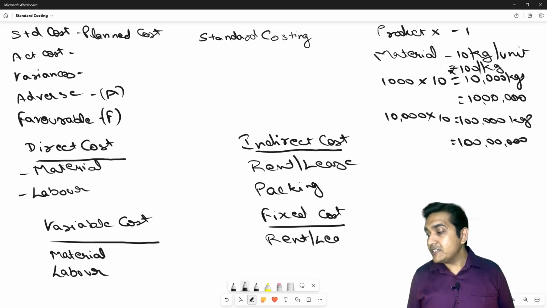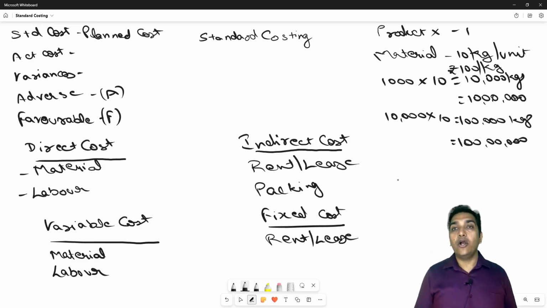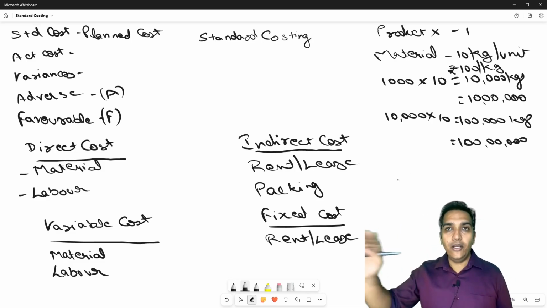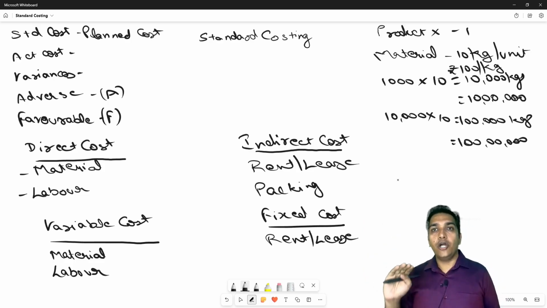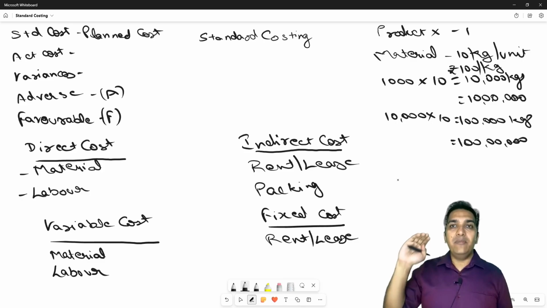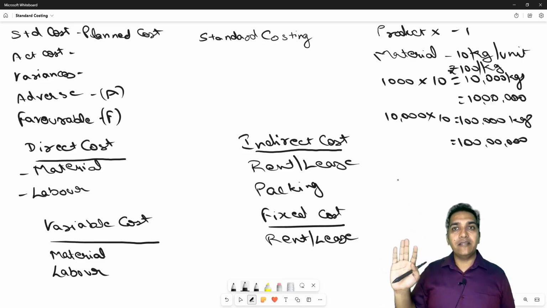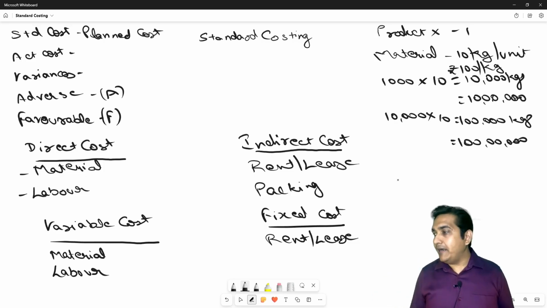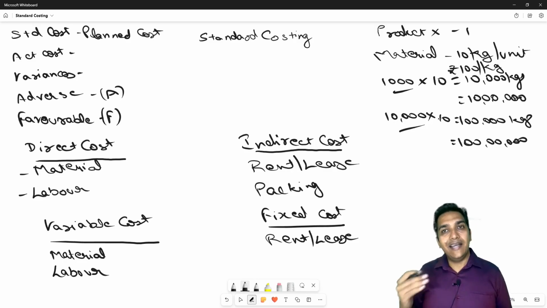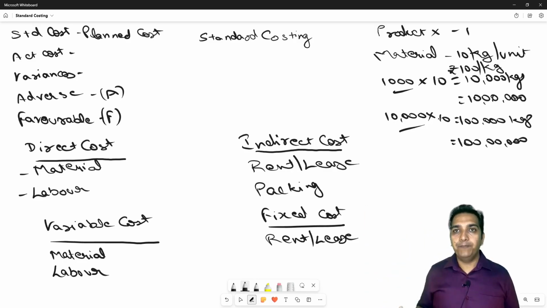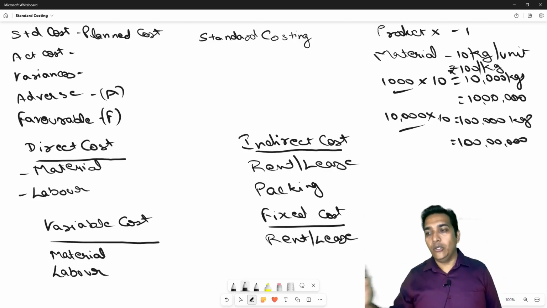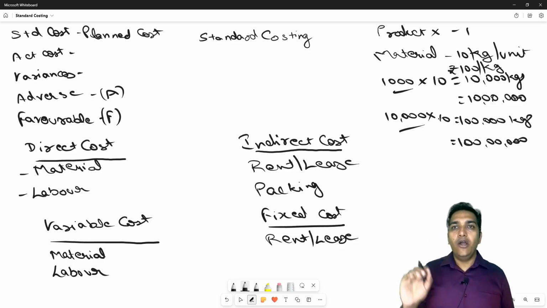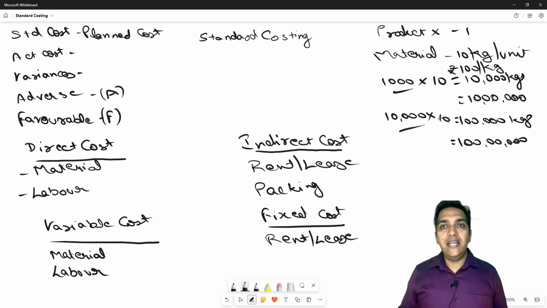So fixed costs are costs which do not depend on my production level. They are constant. They will be fixed in total. In our example, when we talk about rent, it does not matter if I am producing 1000 quantities or 10,000 quantities of product X. I still have to pay 1 lakh rupees rent only. So rent or lease is fixed in nature.